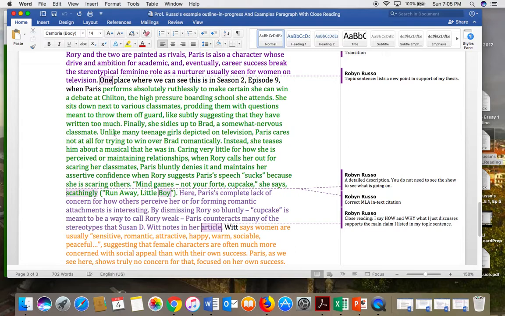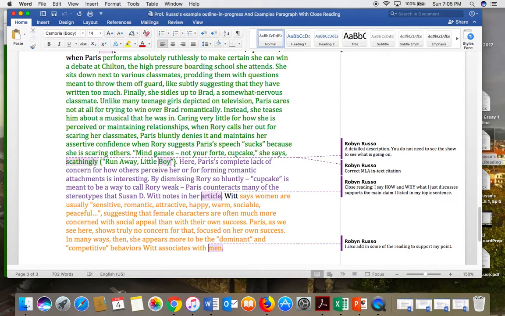So all of this here in green is the evidence. It's just an explanation of what we just saw. She sits down next to Rory's classmates, prodding them with questions meant to throw them off guard, like subtly suggesting that they have written too much. Finally, she sidles up to Brad, a somewhat nervous classmate. Unlike many teenage girls depicted on television, Paris cares not at all for trying to win over Brad romantically. Instead, she teases him about a musical that he was in, caring very little for how she is perceived or maintaining relationships when Rory calls her out for scaring her classmates. Paris bluntly denies it and maintains her assertive confidence when Rory suggests Paris' speech, quote, sucks because she's scaring others away. "Mind games, not your forte, cupcake," she says scathingly. Here, Paris's complete lack of concern for others.